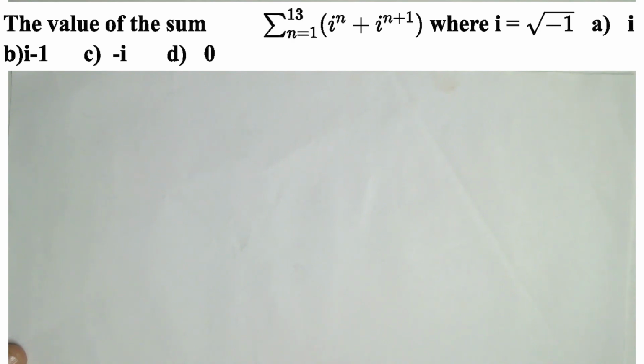The value of the summation n is equal to 1 to 13 within bracket i to the power n plus i to the power n plus 1, where i is equal to root over minus 1.